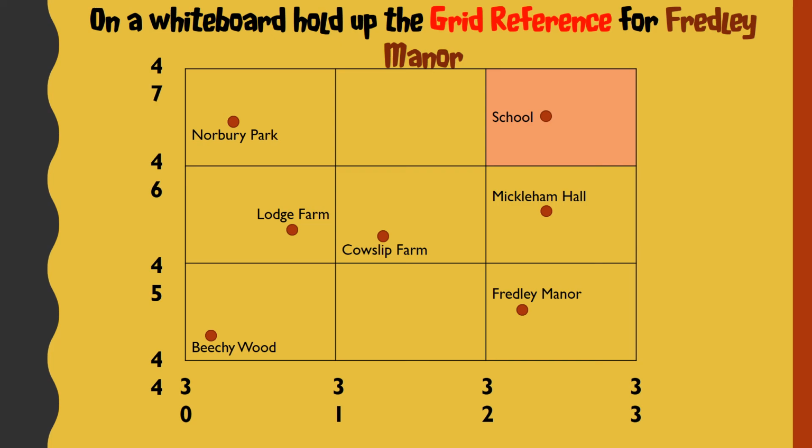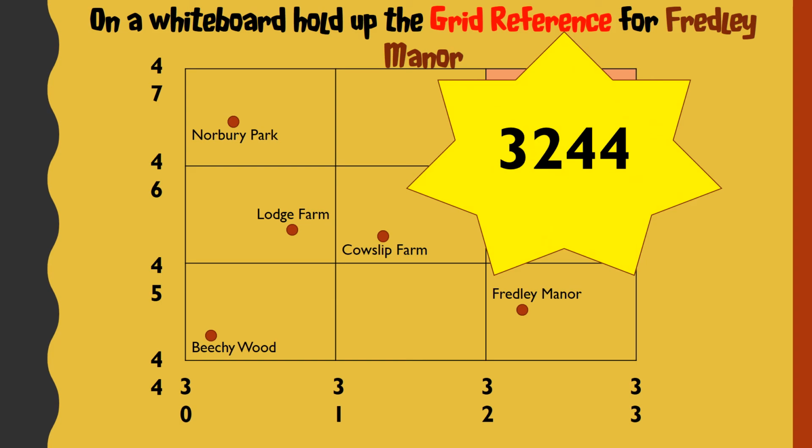Can you find Fredley Manor? Fredley Manor, bottom corner, bottom right here. Have a go at finding me the grid reference, and then we'll go through it. You take the number on the left-hand side of the column it's in, 32, and you take the number at the bottom of the square, 44. So your grid reference is 3244.